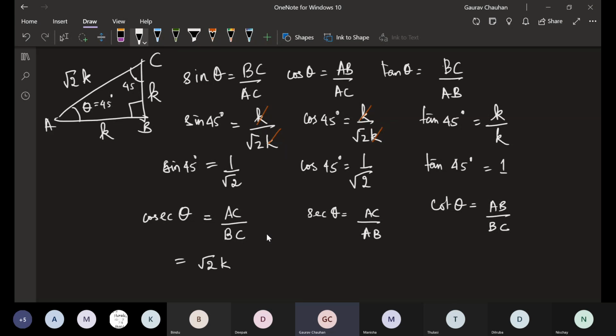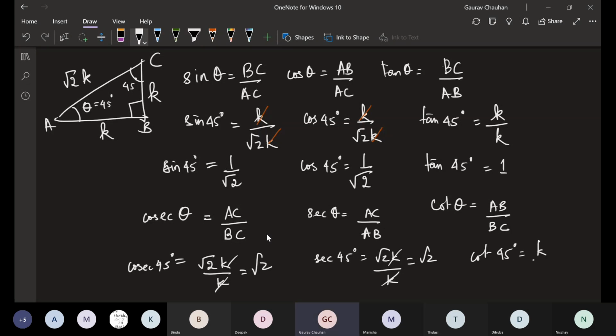This will be root 2 K by K, that's equal to root 2. Okay, cosec 45. Secant 45 degree will be again root 2 K by K. K cancelled, you will get root 2. And here cot 45 degree will be equal to K by K again. AB and BC are K, that's 1.